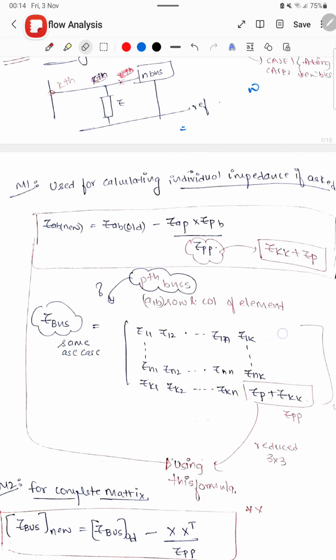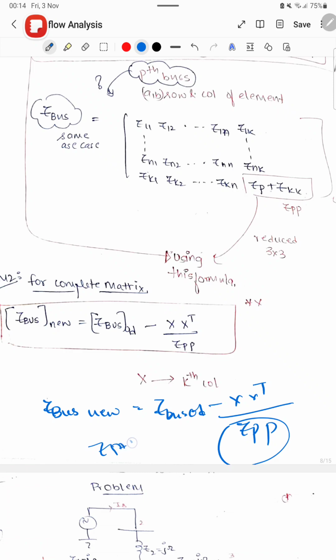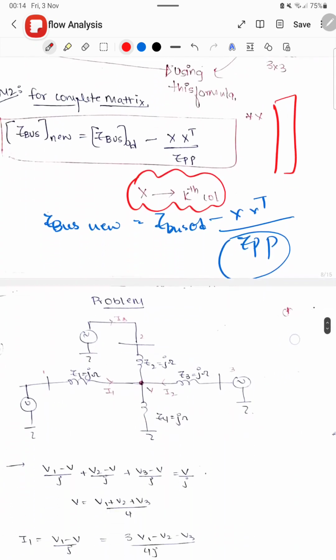Fine, that's about it. And if you need to modify the complete matrix, then ZBus new is nothing but ZBus old minus X X transpose upon Zpp. Zpp is same, Zp plus Zkk. But what is X here? X is nothing but kth column. X is nothing but kth column.